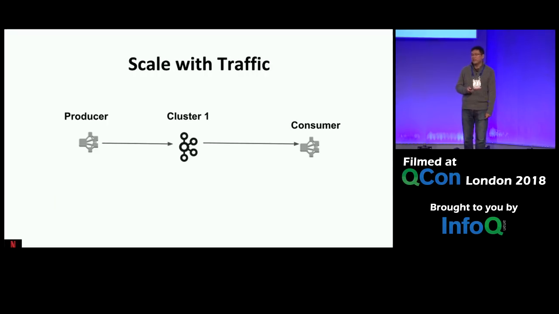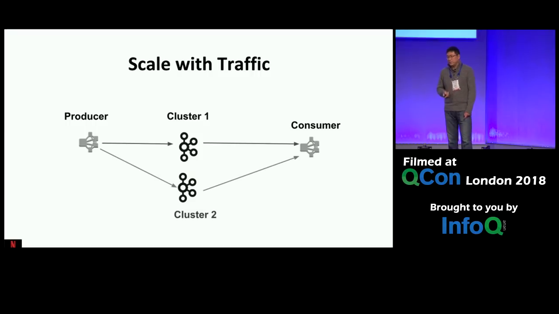Let's see how we can scale with multiple clusters to deal with traffic changes. To start with, let's assume you have one cluster and you have a producer and a consumer. Now you see some traffic spike and you want to scale up. What you can do is start to leverage a second cluster and create the topics on your second cluster. In the next step, you ask your producer to start producing to both clusters and the consumer to start consuming from both clusters. So now you have your traffic going through both clusters.